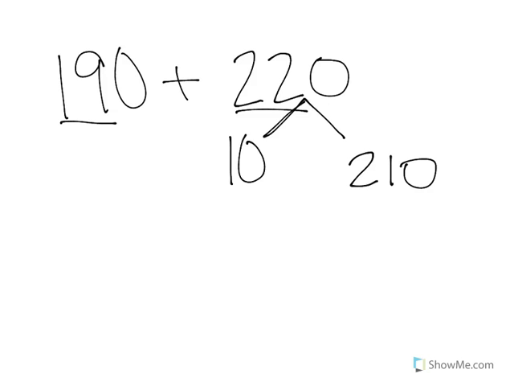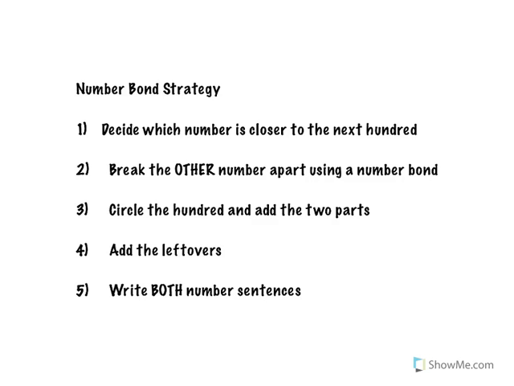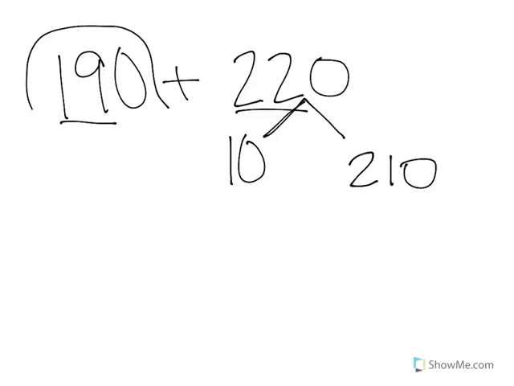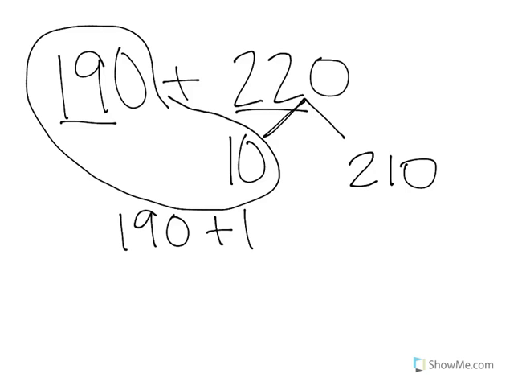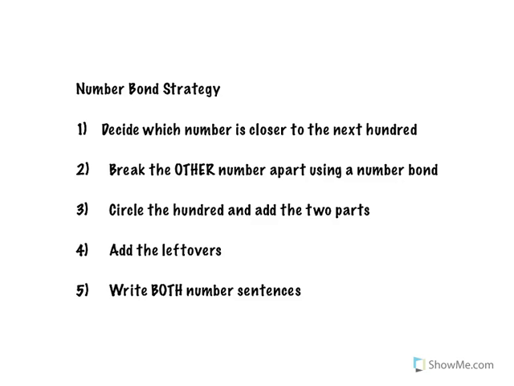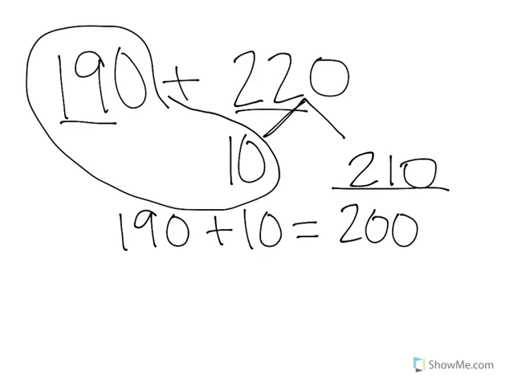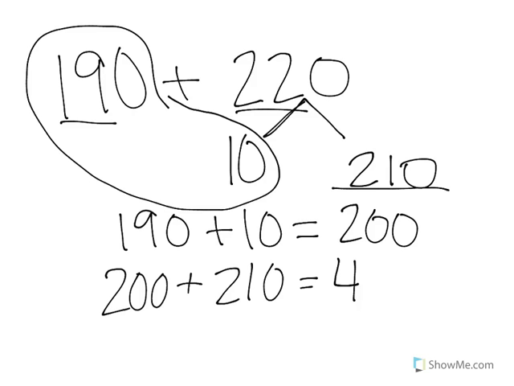Let's see, I'm going to go back to my steps and see where I am. Okay, I decided which number is closer to the 100, and I broke the other number apart using a number bond. So now, I need to circle the 100 and add the two parts. All right, let's see. 190 plus 10 equals 200. That was step 3. Let's see, what's step 4? Add the leftovers. My leftovers are over here, so let's see, 200 plus 210. 200s plus 200s is 400s. 0 plus 1 is 1. And 0 plus 0 is 0.